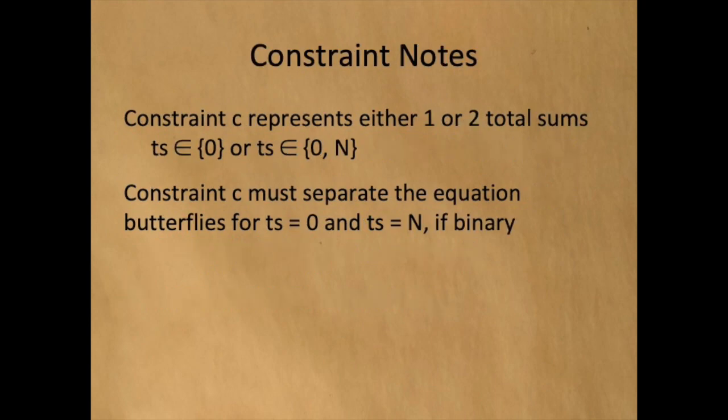Notes on constraints. Each constraint C represents either 1 or 2 total sums. The total sum is in the set 0, or the total sum is in the set 0, n. Each constraint C must separate the equation butterflies for the total sum equals 0 and the total sum equals n if the constraint allows both total sums.